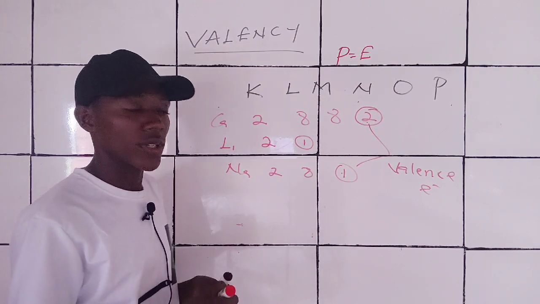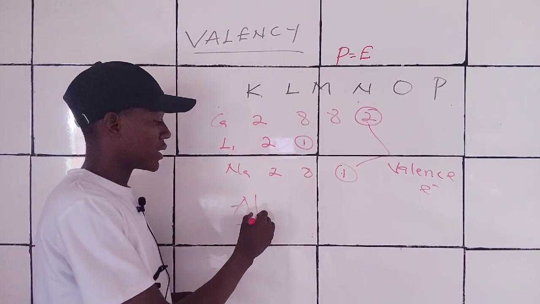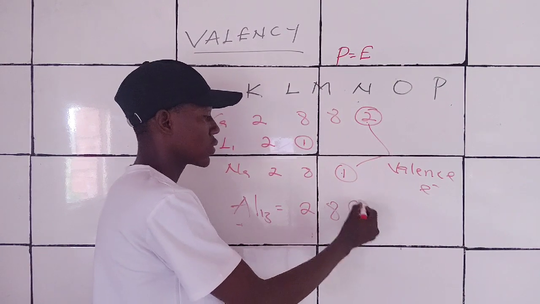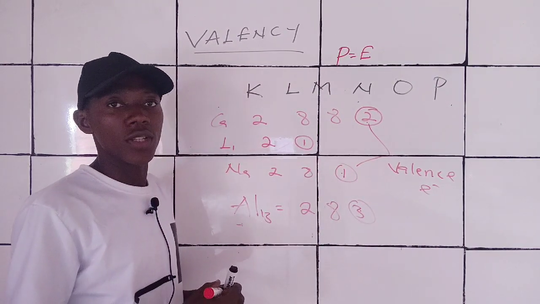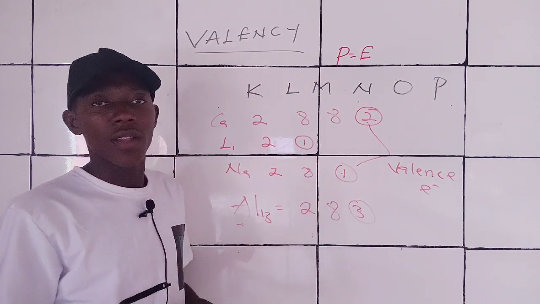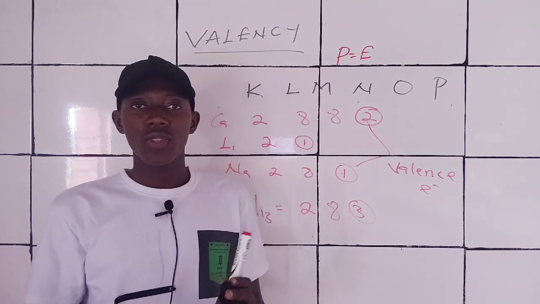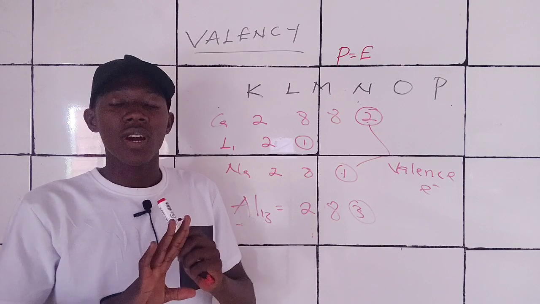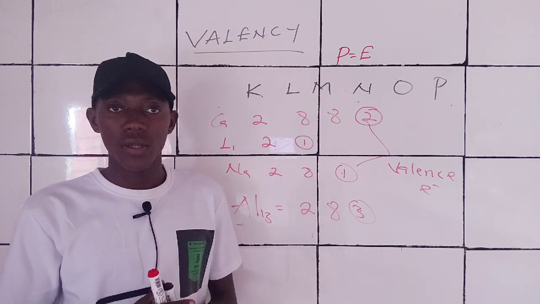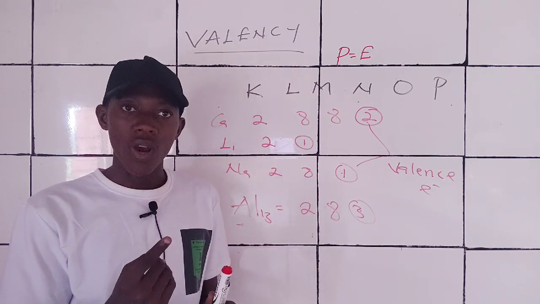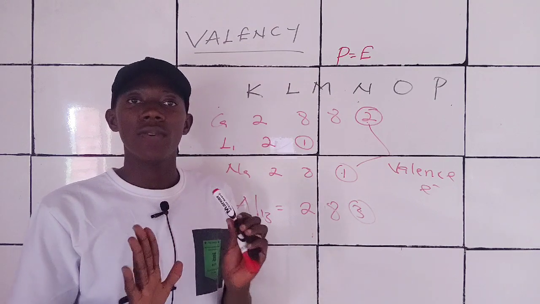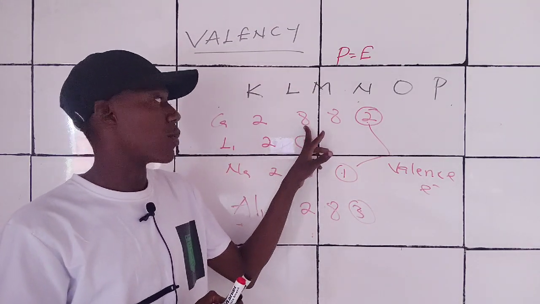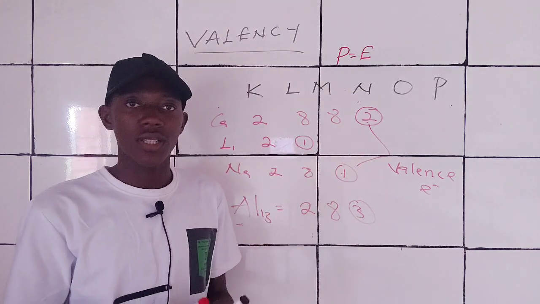Let's take aluminium for example. Aluminium is number 13, so aluminium is going to be written 2, 8, 3. So the last electron of aluminium is called the valence electron. Now this valence electron differs between 1, 2, 3, 4, 5, 6, 7 and 8, because we have a total of 8 groups in the periodic table. So the valence electron is either 1, 2, 3, 4, 5, 6, 7, or 8. Now if you look at this atom, whenever the shell completes 8, it moves to the next shell.